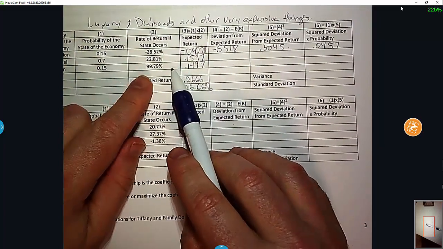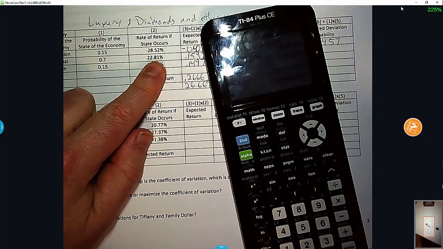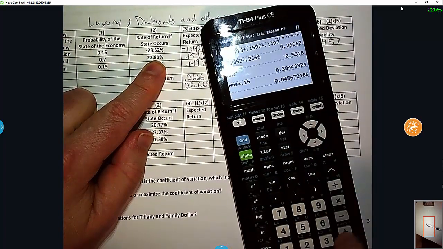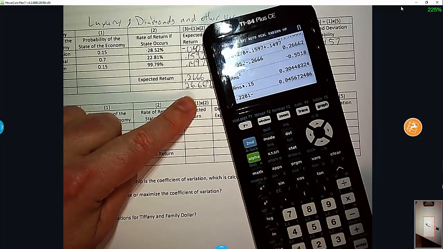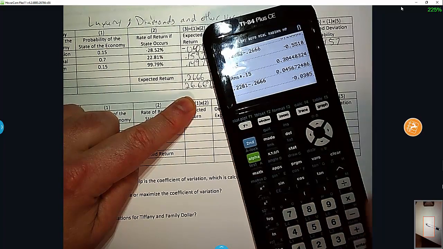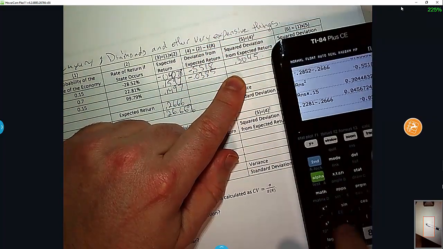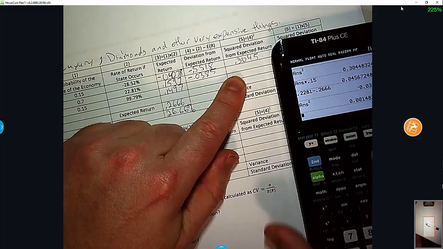So I'm going to finish this up. I'm going to take the 22.81 minus my expected return of 0.2666. So my deviation is equal to negative 0.0385. I'm going to square that to get a really small number, 0.0015.